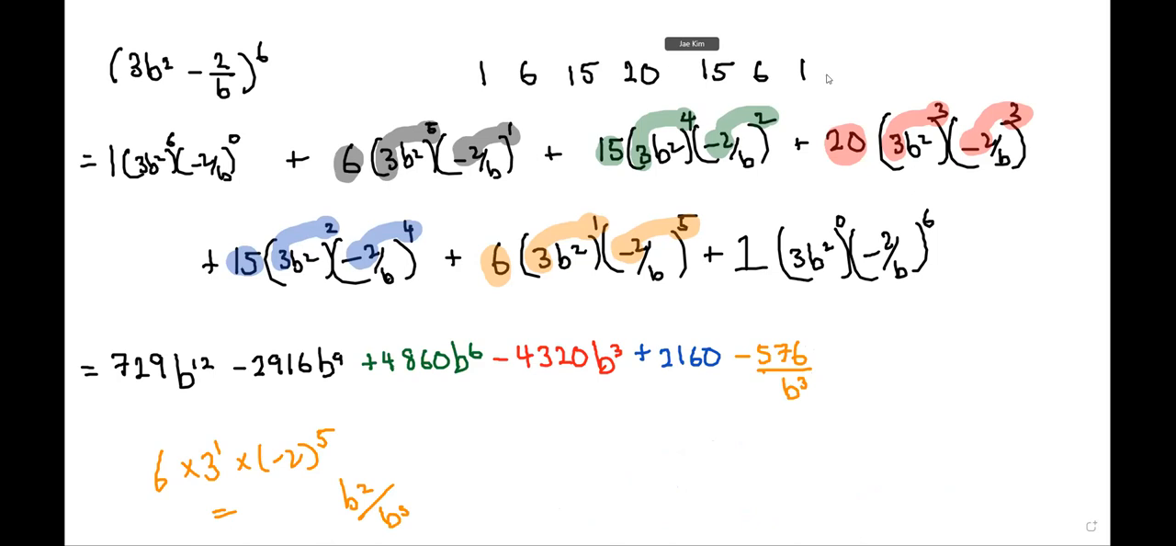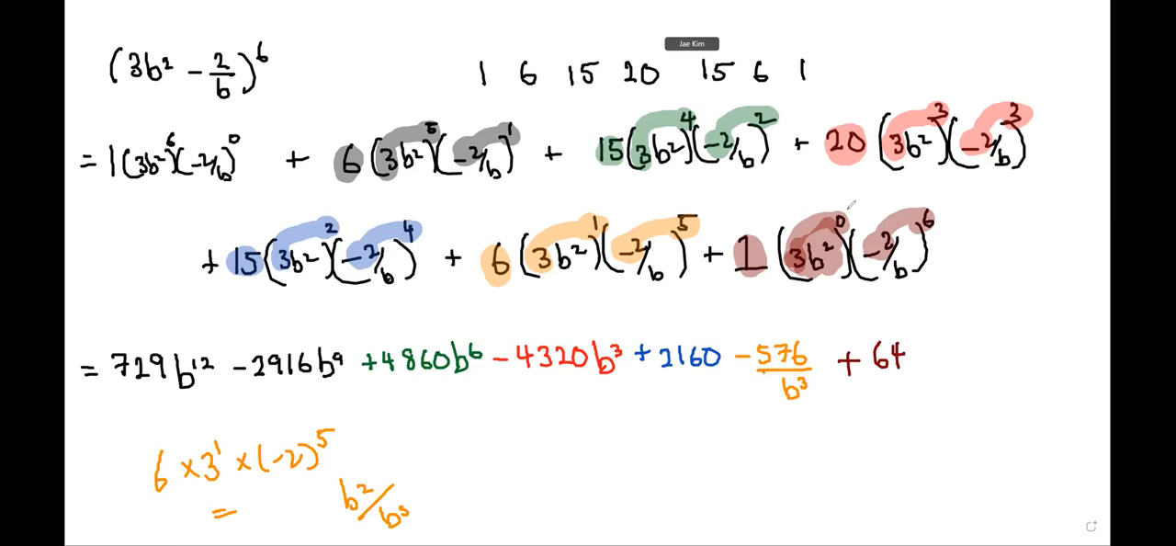How about maroon? Last one. 1 times 3 to the power of... Oh, anything to the power of 0 is just 1, so I don't have to worry about that. It's just negative 2 to the power of 6. Negative 2 to the power of 6 is positive 2, 4, 8, 16, 32, 64.